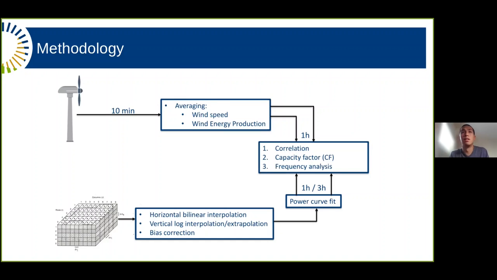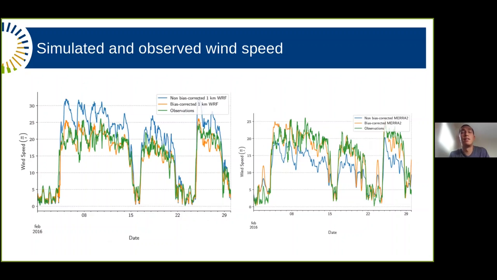In this plot, you will see the simulated and observed wind speed. On the left side, you will see the time series of February of the 1 kilometer WRF grid. In blue, you can see the raw data given by WRF, and in green, the observations. On the right side, you will see the MERRA-2 data, which also in green has the observations, and in blue the raw data of MERRA-2.